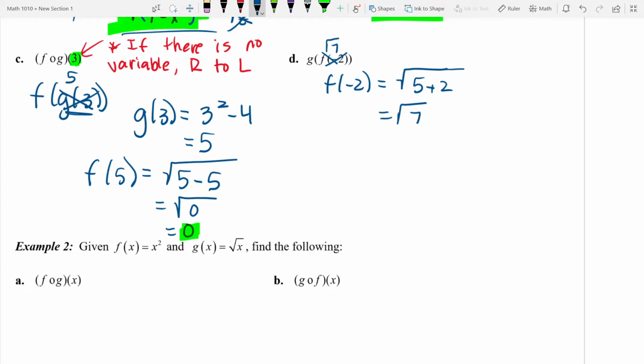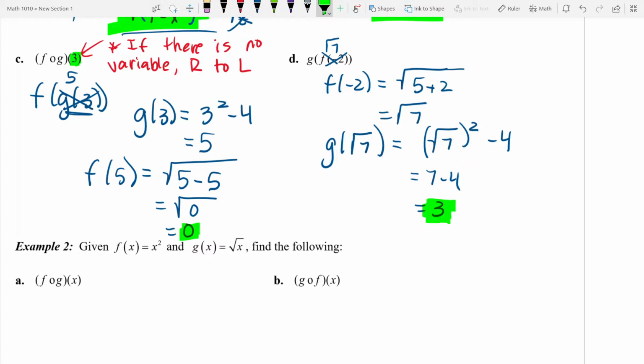Do you really have to cross that out and put in a square root of 7? No, I'm trying to show you. So now I find the g of the square root of 7. Go into the g of x. Everybody put the square root of 7 in parentheses and square it minus 4. Square root of 7 squared is 7. 7 minus 4 is 3. That's my answer, and I'm done. Who says gotcha? I feel good.